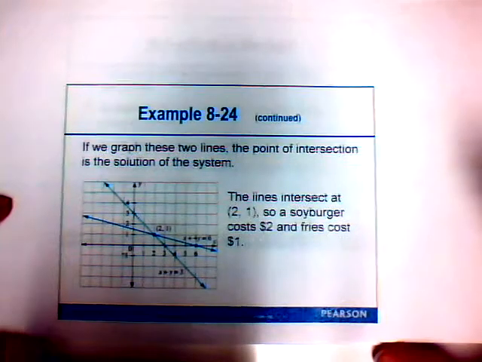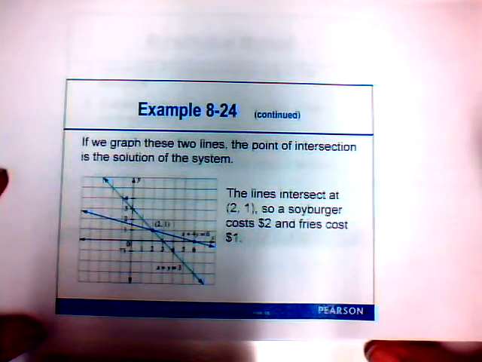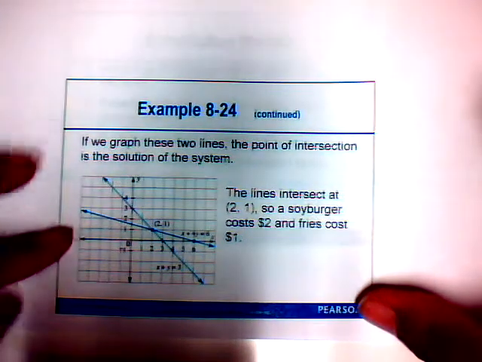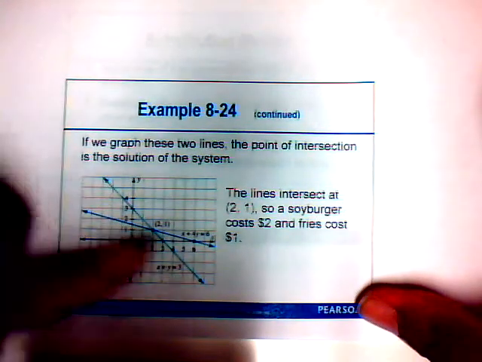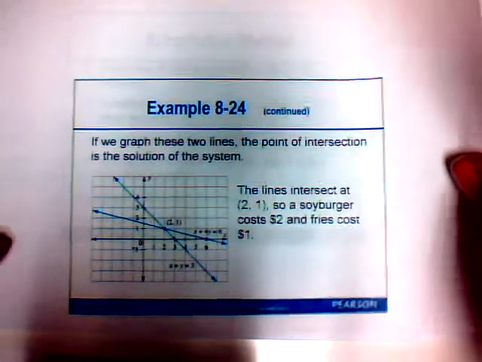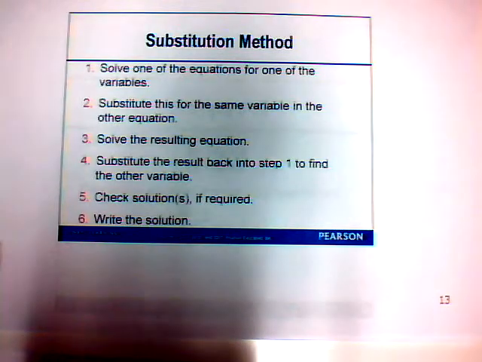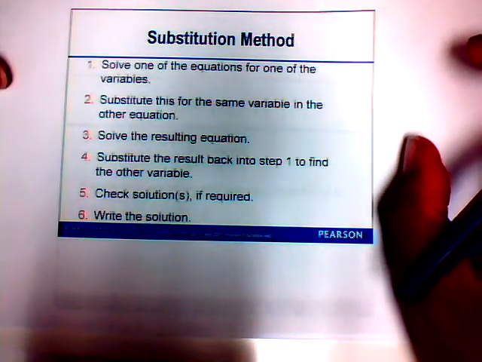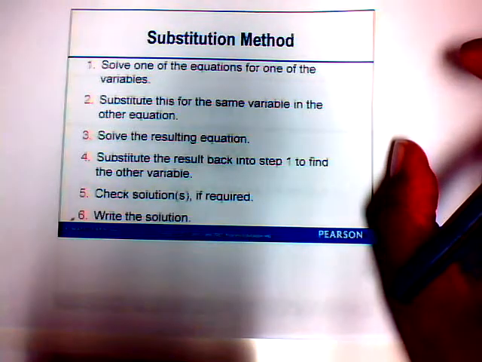Now keep in mind, this is not the only way that you can solve a system of equations here. There are other methods that you can use, because if you were to graph this, you might not get an accurate point of intersection. So another method would be the substitution method of solving a system of equations. And here's the procedure for doing that.